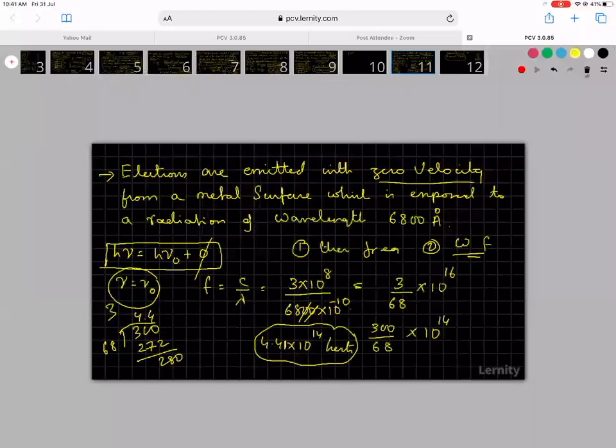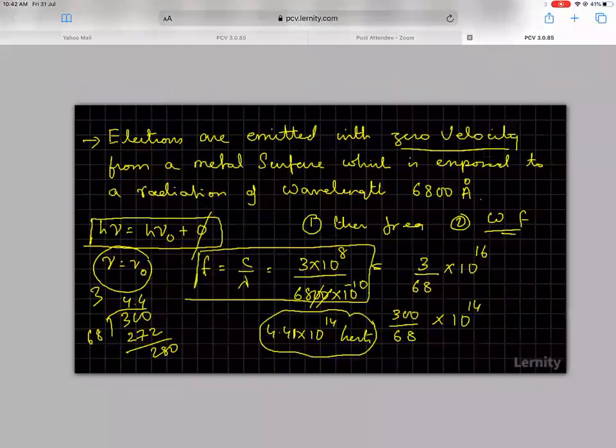Okay, the frequency corresponds to threshold frequency. So if frequency corresponds to threshold frequency, then my job is done. They are asking me for threshold frequency. Wavelength is given, so all that I have to do is convert the wavelength to frequency. How do I convert? f is equal to c by lambda. So from there I get it. It seems it is 4.41 into 10 power 14.